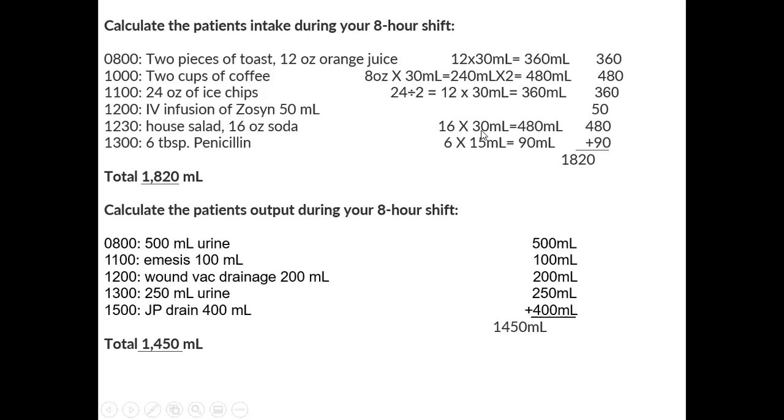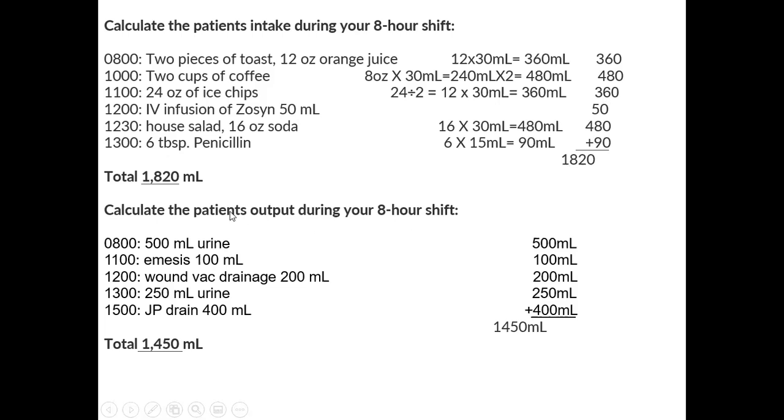ounces, and there are 30 mLs in each ounce. So we took 16 times 30. That gave us 480. And then we had 6 tablespoons of penicillin. There are 15 mLs in each tablespoon. So we took 6 times 15, and that gave us 90, for a total of 1,820 mLs when we added all this together.